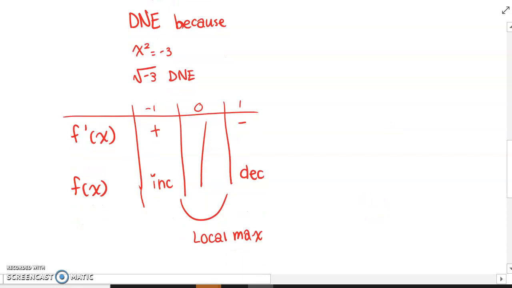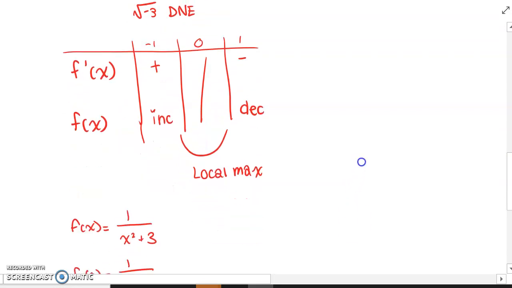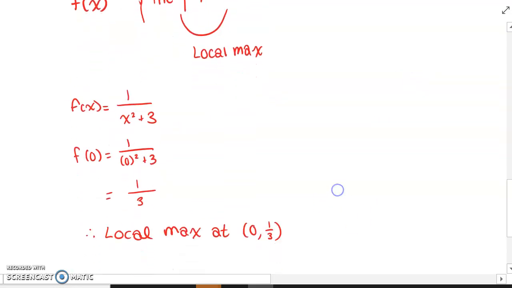So moving on, I only put 0 in for my first derivative chart. I put a value smaller than 0, which was negative 1, and a value larger than 0, which was 1. I ended up getting that the function increases from negative infinity to 0 and decreases from 0 to infinity. So there is a local max at x equals 0, and to solve for the y value of that point, I plugged 0 into my original equation and ended up getting 1/3 as my local max.